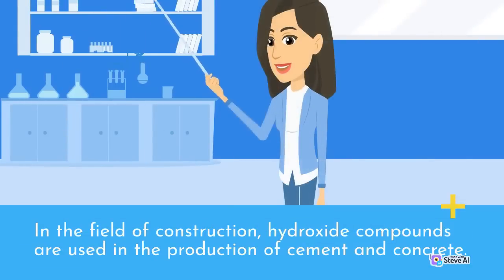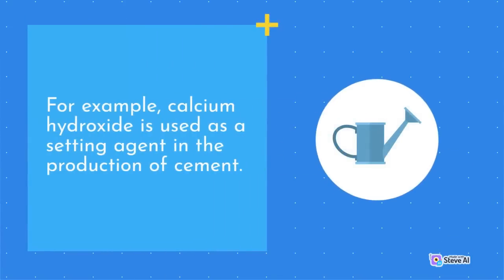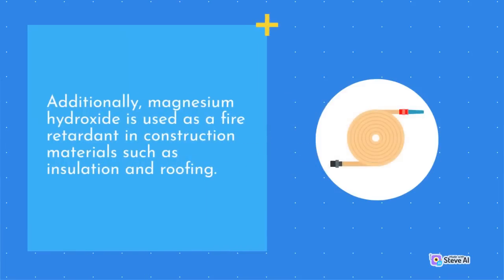In the field of construction, hydroxide compounds are used in the production of cement and concrete. For example, calcium hydroxide is used as a setting agent in the production of cement. Additionally, magnesium hydroxide is used as a fire retardant in construction materials such as insulation and roofing.